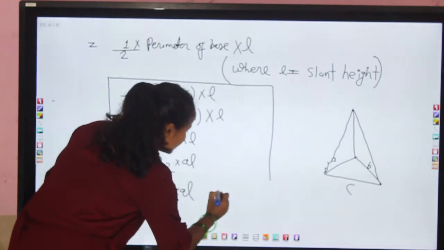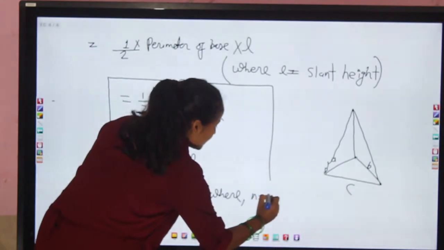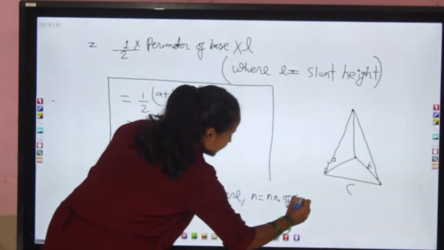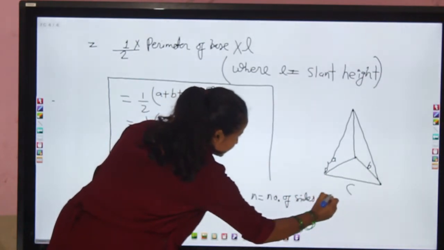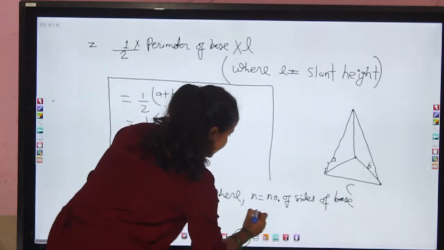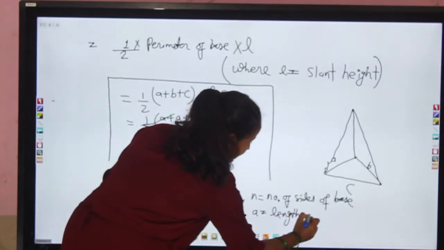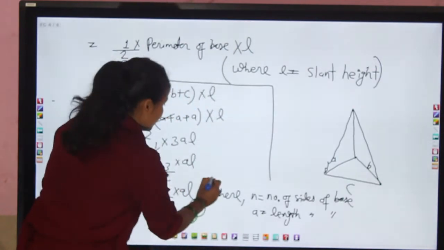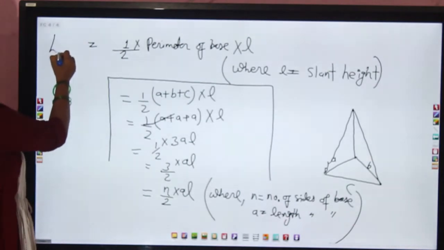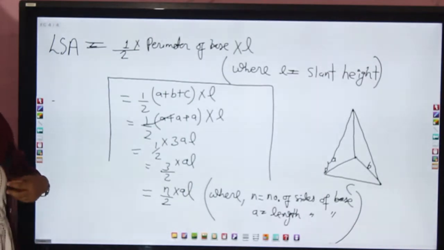We can write down here, where n represents the number of sides of base, and A represents the length of side of the base. So it is the lateral surface area of pyramid.